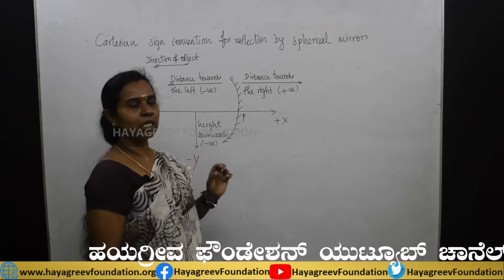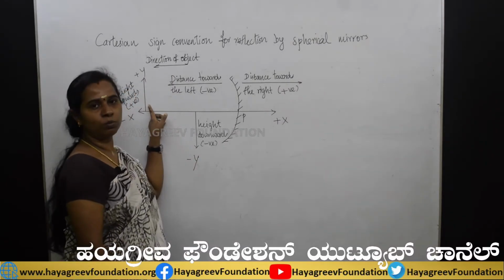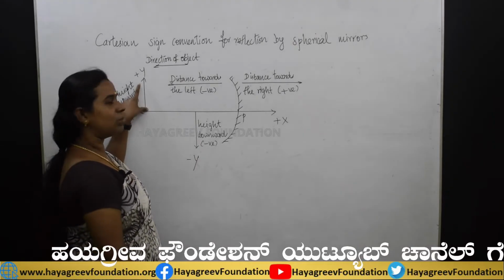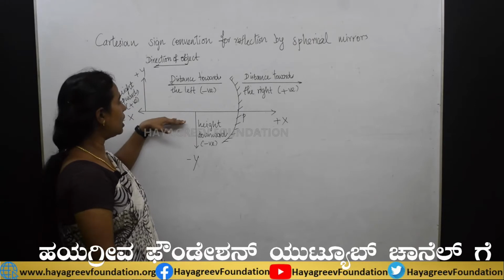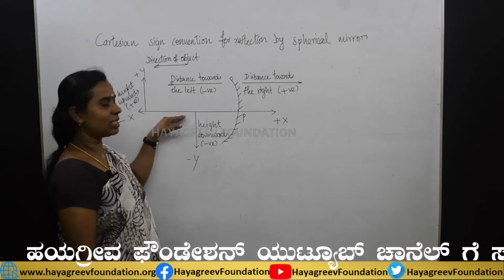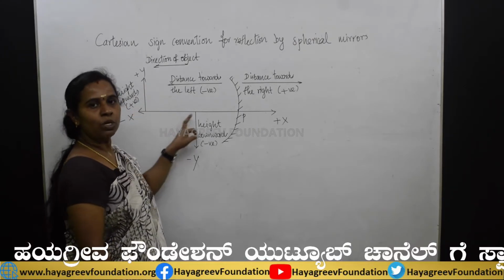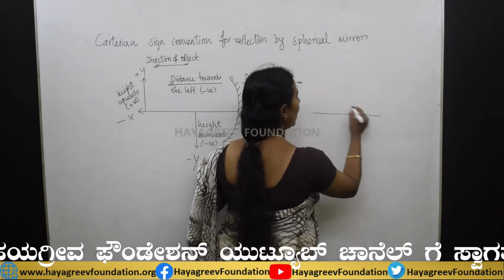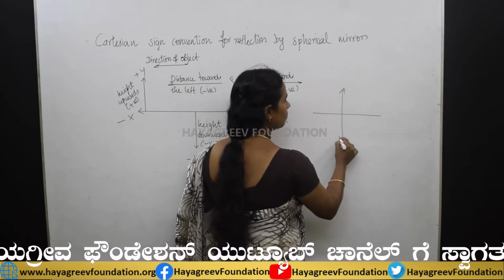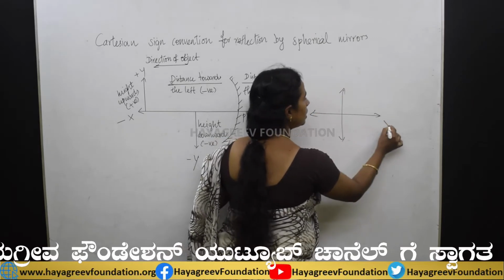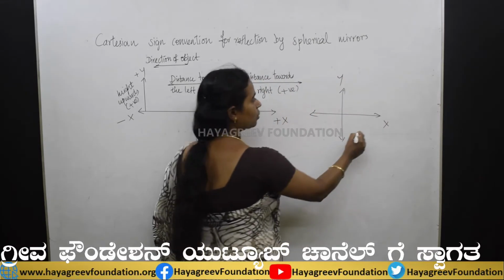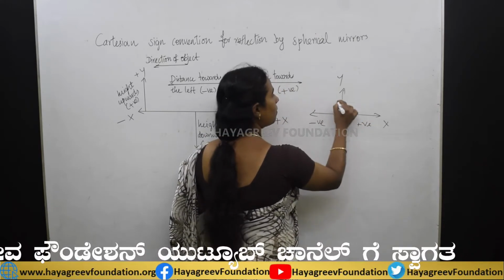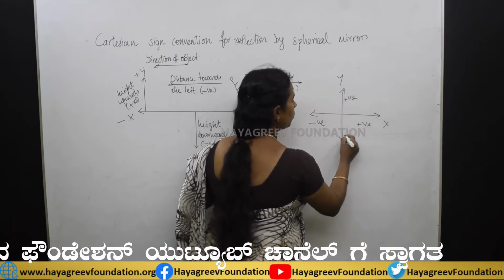Next sign convention is the height of the object or height of the image we should measure. Height we are measuring upward from the principal axis is taken as positive, downward is taken as negative. Simple way: we are taking two axes, x and y. This side is positive, this side is negative. Upward is positive, downward is negative.